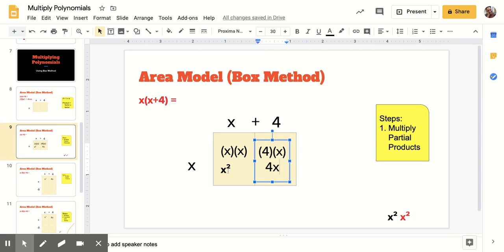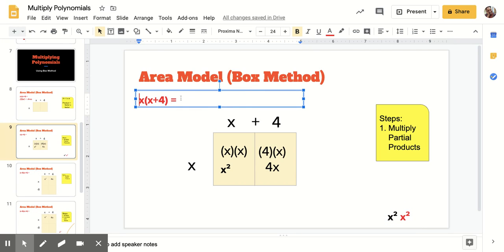Now, the whole product would be this side plus this side added together. But in this case, it's x squared and it's 4x, so we're going to add those together. And that's how we're going to get our answer. The answer is going to be x squared plus 4x. Okay, so we simplified and we had x squared plus 4x.